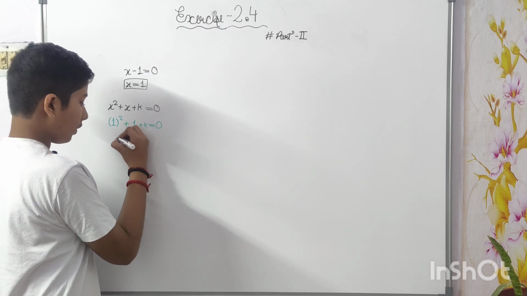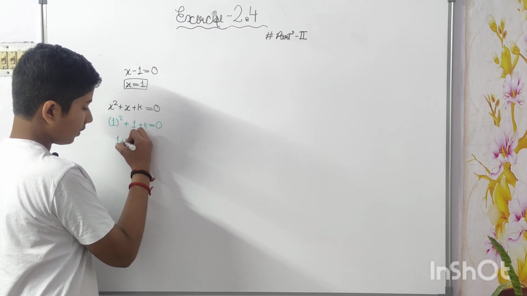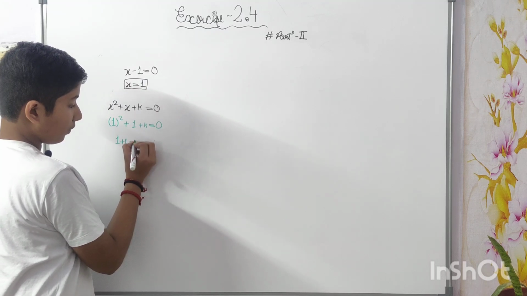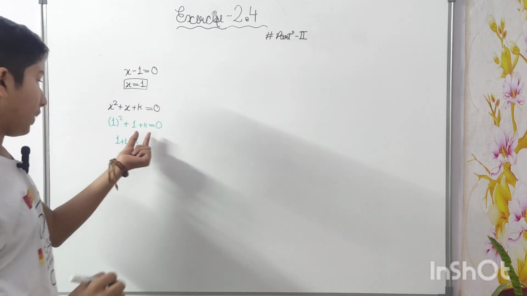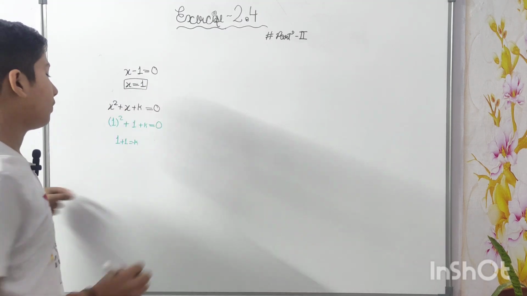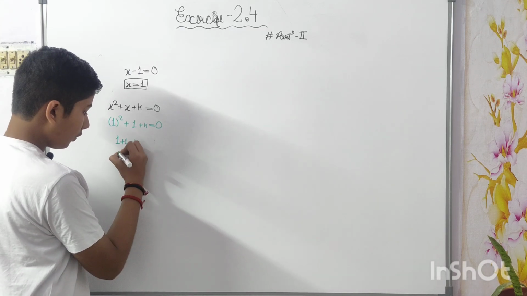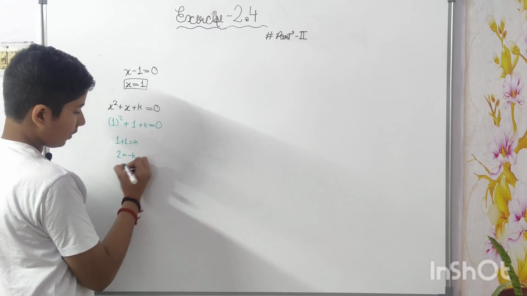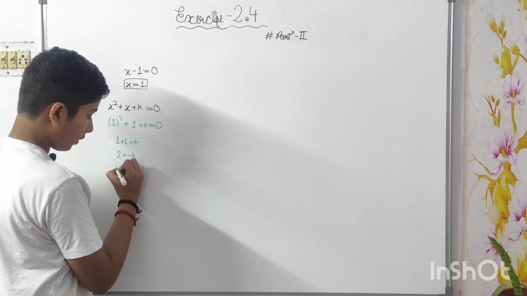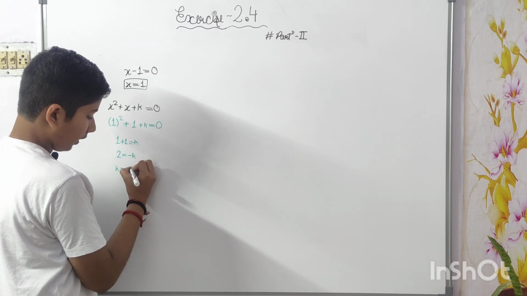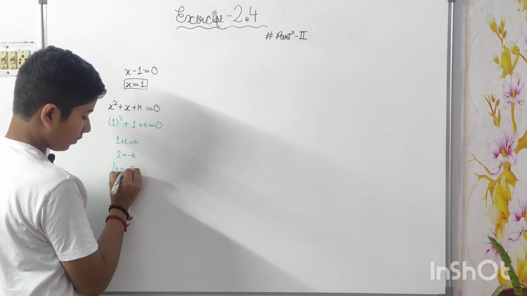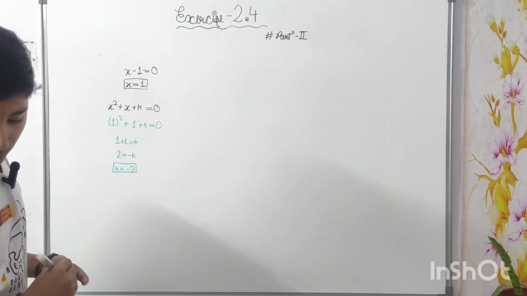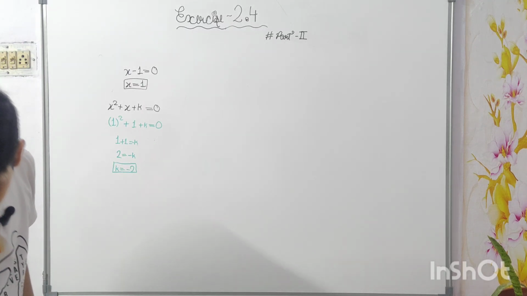Okay. Now 1 plus 1 equal to minus k, because this plus k goes there and becomes minus k. Now 2 is minus k, so k will be minus 2. k will be minus 2. Okay. Now our second question.